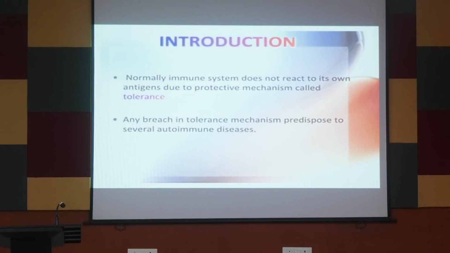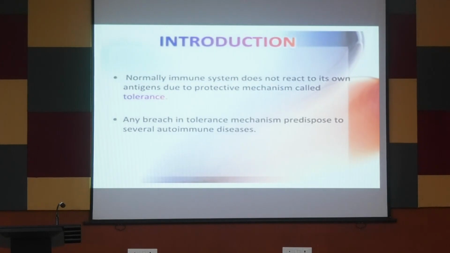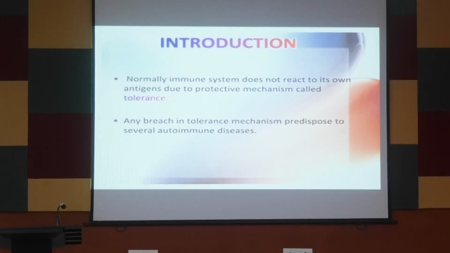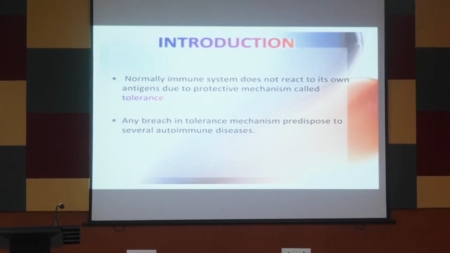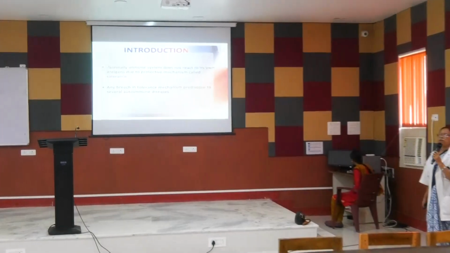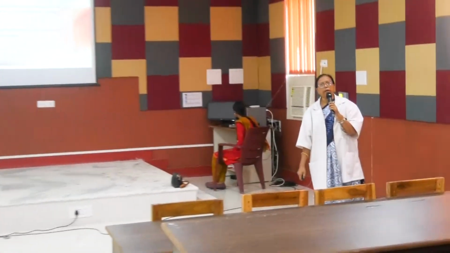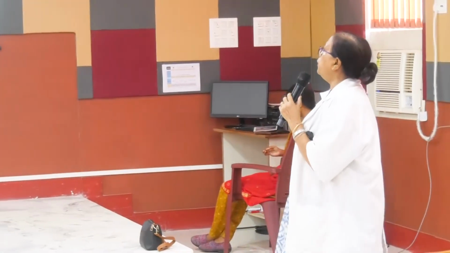So normally what happens? The immune system does not react with the self-antigen. It tries to discriminate between the self-antigen and non-self. When this immune mechanism breaks down, the disease produced is called an autoimmune disorder. Any breach in the tolerance mechanism predisposes to several autoimmune diseases. Due to this breakdown, autoantigens at different sites produce different types of disease. This is autoimmunity.